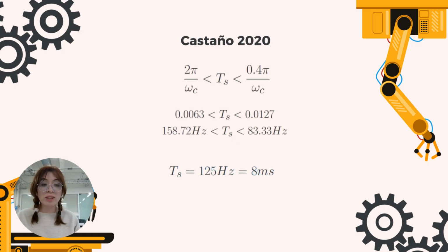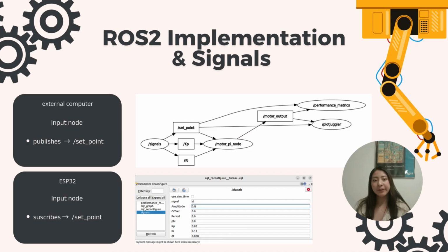For the sampling frequency, we apply the Castaño 2020 criterion, which is based on the system settling time, which gave us a valid range from 83.3 Hz to 158.7 Hz, and we selected 125 Hz. We implemented an anti-wind-up mechanism where the integrator only accumulates when the control output is within the valid range, preventing integral wind-up during saturation. The controller was implemented within the ROS2 architecture.